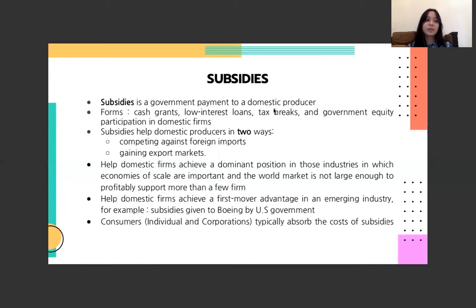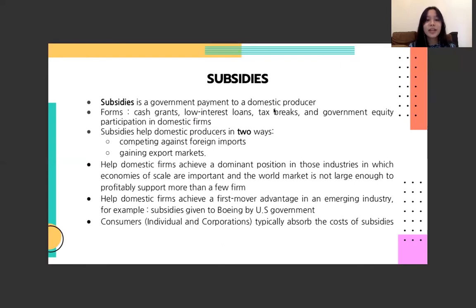Advocates of strategic trade policy often favor subsidies to help domestic firms achieve a dominant position in those industries in which economies of scale are important and the world market is not large enough to profitably support more than a few firms. For example, the aerospace industry. According to this argument, subsidies can help a firm achieve a first-mover advantage in an emerging industry. For example, subsidies historically were given to Boeing by the US government to help lower the cost of developing new commercial jet aircraft. In Boeing's case, subsidies came in the form of tax credits for R&D spending.